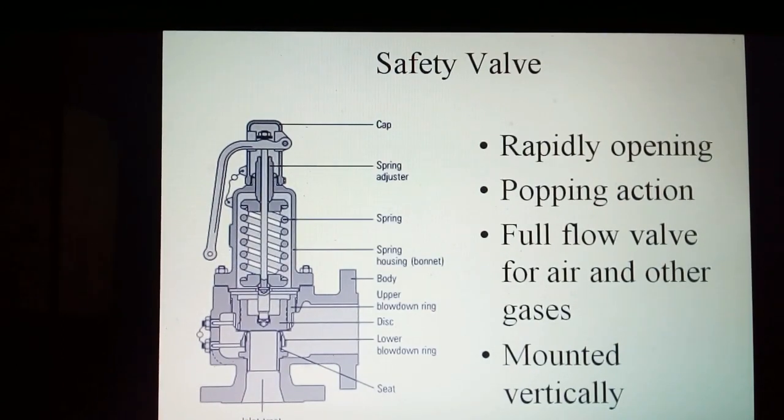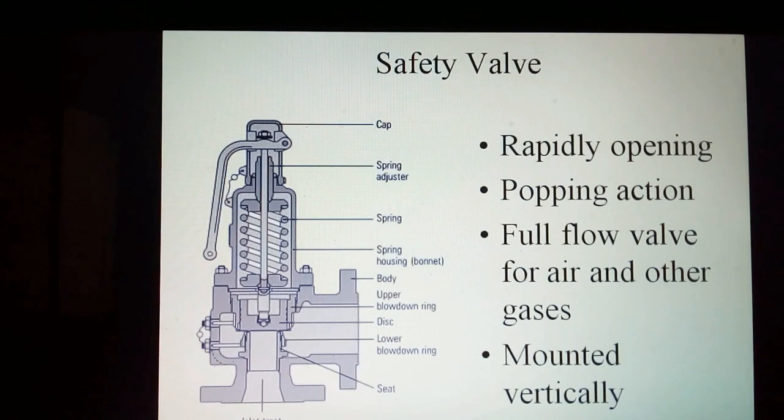Safety valve. There are different types of safety valves. These are rapidly opening valves. It has a popping action. Full flow valve is used for air and other gases. It is mounted vertically. The release valve is used to relieve excess pressure in liquids or steam, in situations where full flow discharge is not required, when release of small volumes of liquid would rapidly lower pressure.